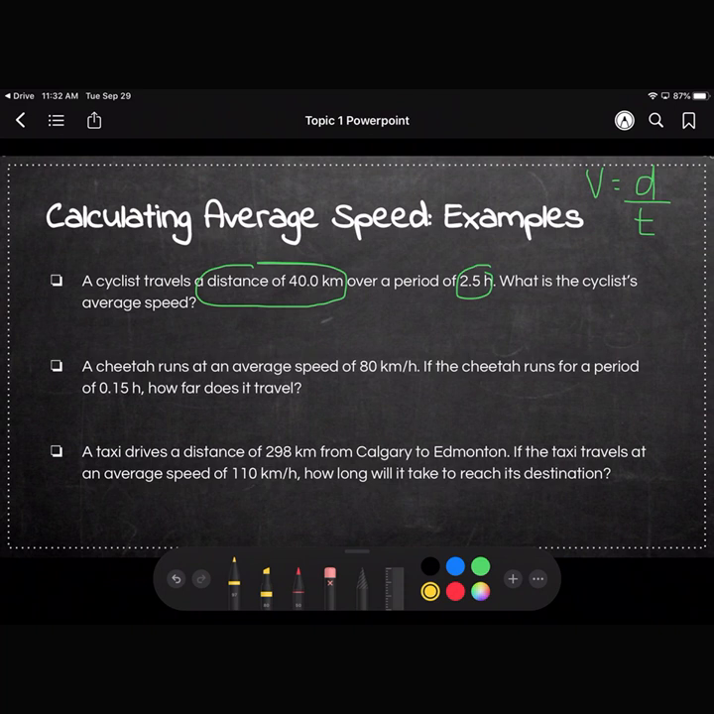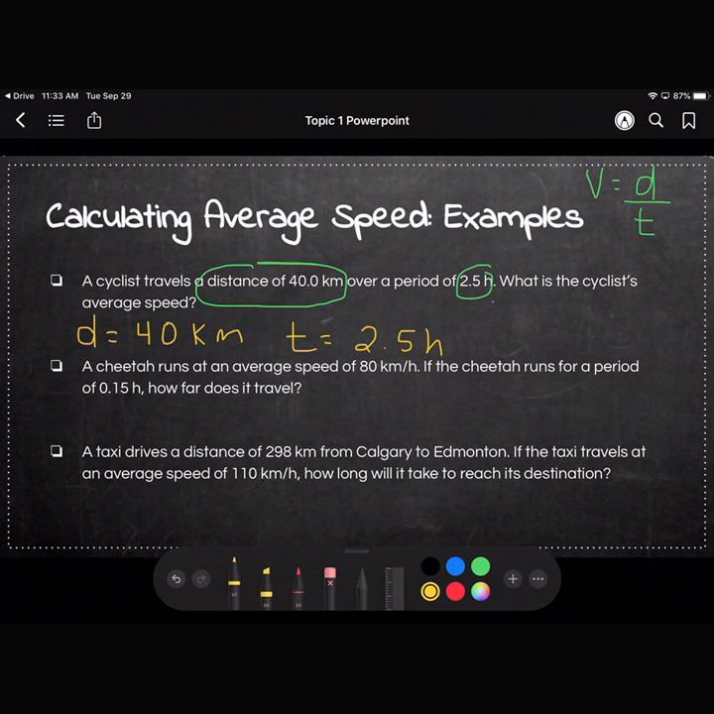It's a d, it's a distance. It tells you distance is 40 kilometers. So d is equal to 40 kilometers, over a period of 2.5 hours. Is 2.5 hours a v or a t? T. What does t stand for? Time. So we write t is equal to 2.5 hours. Now we've got our d and our t. We just need to solve for the v.